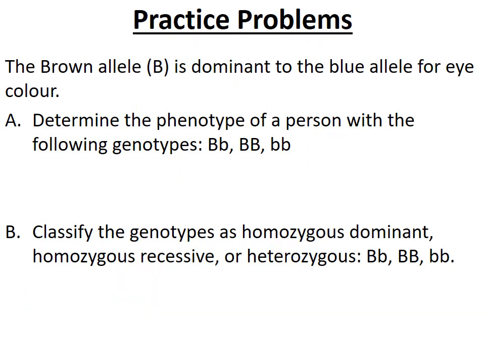You should be able to do practice problems like this, so pause the video, try it out yourself, and then check the answers after. So we have a scenario again. The brown allele is dominant to the blue allele for eye color. Determine the phenotype of a person with the following genotypes.